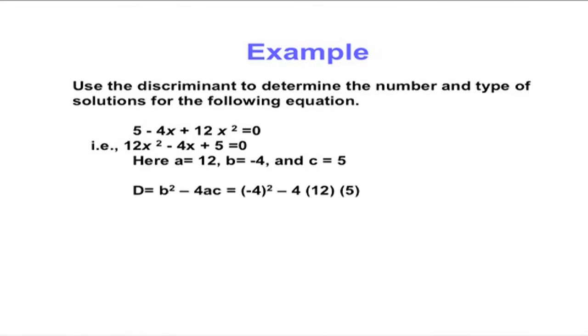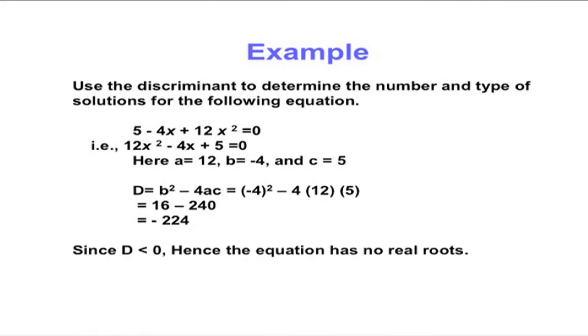And d equals b square minus 4ac, that is minus 4 square minus 4 multiplied by 12 and 5, which gives 16 minus 240, that is minus 224. Since d is less than 0, the equation has no real roots.